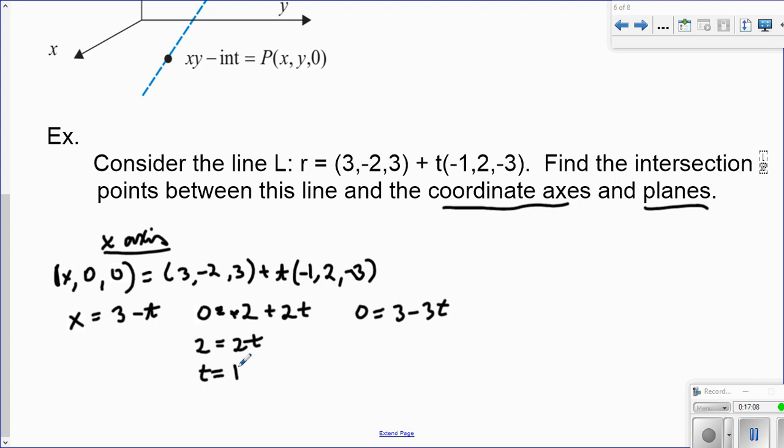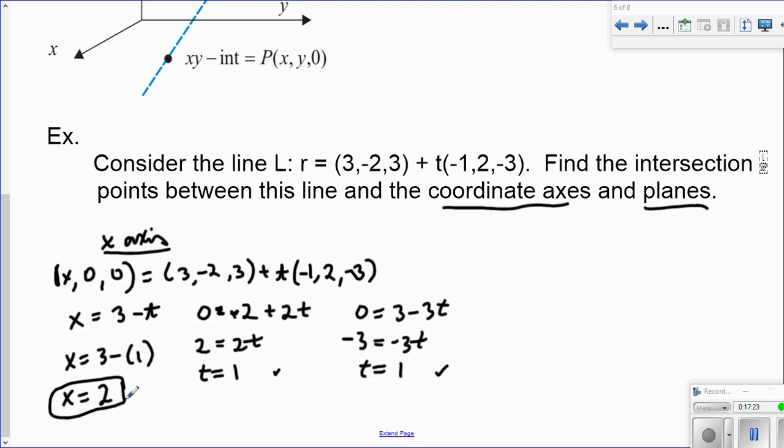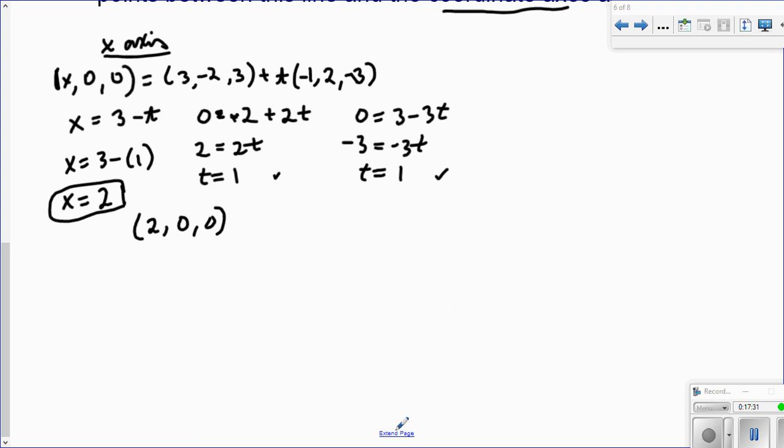Okay, in this case I've got the same thing here, t equals 1, and that's a consistent system, and I'm going to put that over here. So x equals 3 minus, I just found t equals 1, so x equals 2. And the point then that it intersects the x-axis is (2, 0, 0). Now I'm going to let you work through each of the other ones here, the y-axis, and plug in the point (0, y, 0) into my same equation, and then solve just like I did up here.